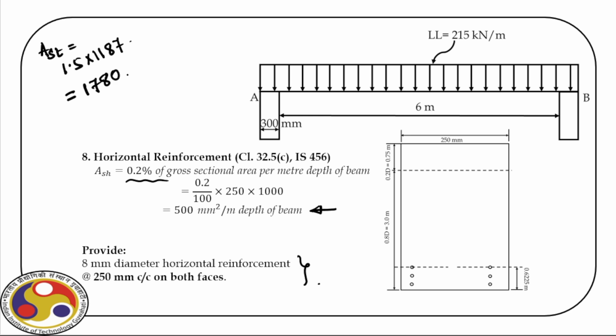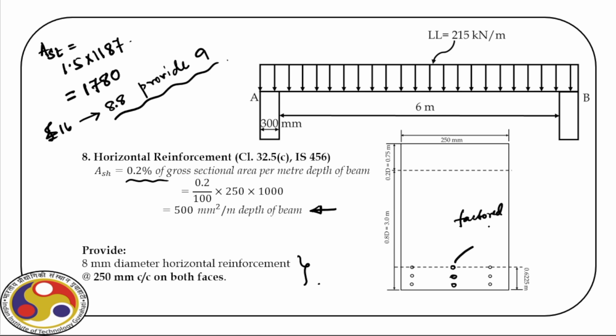1780. Now, if we provide, say, 16 millimeter bars, so we require 8.8 bars for this factored bending moment. So we can provide 9 bars. Okay. So in that case, this detailing will improve. So we'll have actually 3 more bars at the middle. Spacing will remain same, so that will not be disturbed. So this is for the factored loading. Okay.